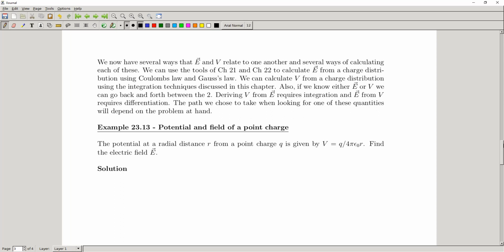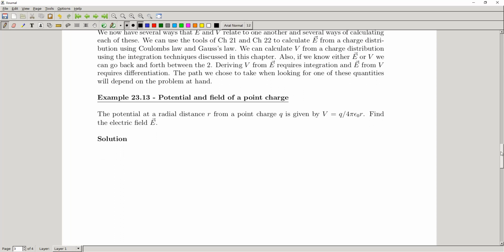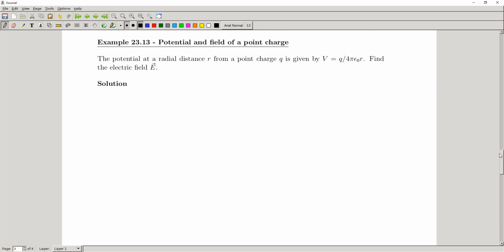For now, though, I'm just going to focus on two problems where we're looking at this getting E from V problem, and they come straight from the text. So let's get to work on these now. Here I have my notes. Let me see, I think this should work. Okay, so the first problem.